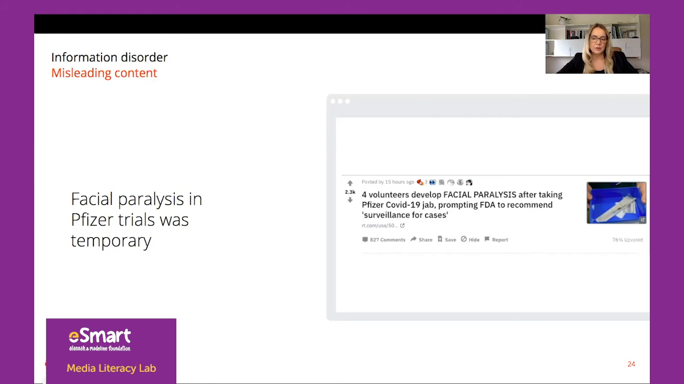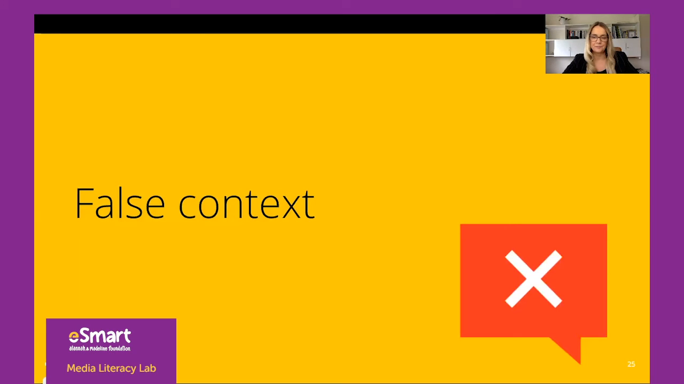So things are not always what they seem, and this claim is misleading because the facial paralysis was temporary, and the 4 cases in the vaccine group don't represent a frequency above that would be expected in the general population, according to the FDA. False context.